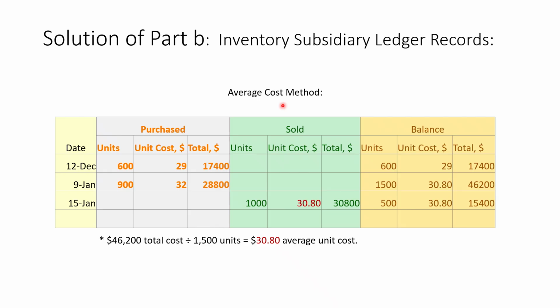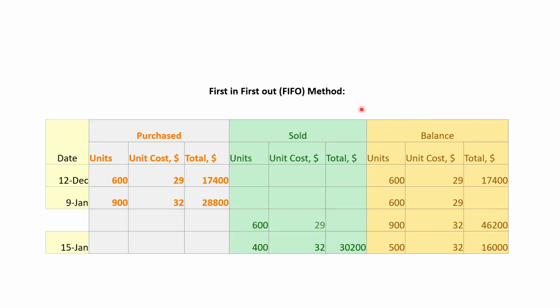Now we will try to solve the subsidiary ledger by following the FIFO method, first in, first out. Now you can see on screen, the first in, first out method. The first column is date, then purchased, sold, and balance. Again, three sub columns under purchased, sold, and balance: units, unit cost, and total amount in dollars. So on 12 December this John company has purchased 600 units at a cost of $29, and the total is 17,400.